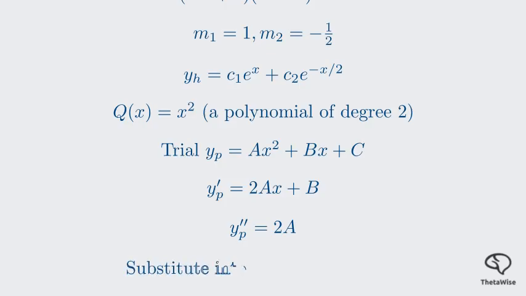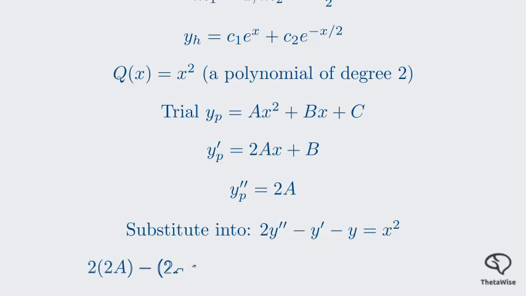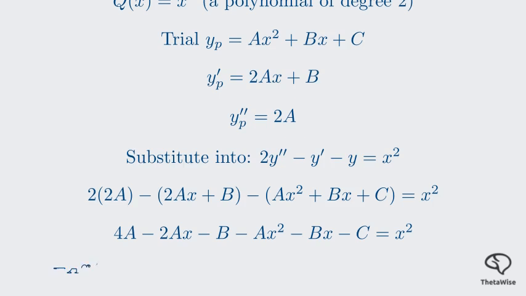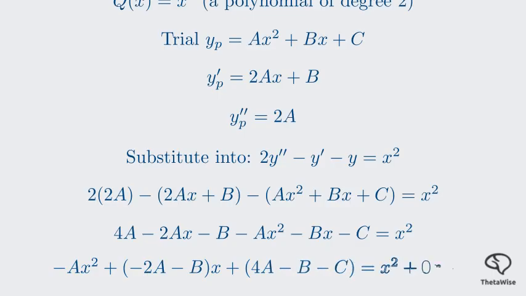Substituting into 2y double prime minus y prime minus y equals x squared, we get 2 times 2a minus (2ax plus b) minus (ax squared plus bx plus c) equals x squared. Distributing the negative signs, we have 4a minus 2ax minus b minus ax squared minus bx minus c equals x squared. Now we group terms by power of x to compare coefficients. Let's first rearrange the left side in descending order of powers of x. We have negative ax squared plus (negative 2a minus b)x plus (4a minus b minus c). This equals x squared plus 0x plus 0.